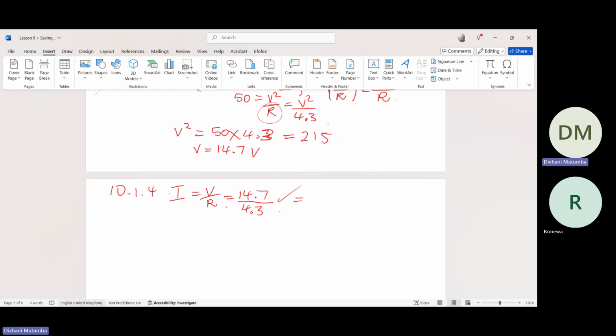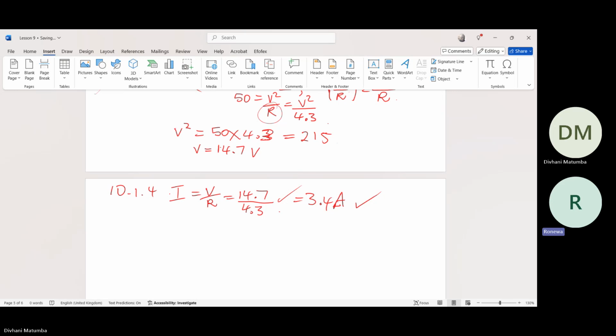14.7 divided by 4.3, so 3.4. 3.4. The unit is amperes.